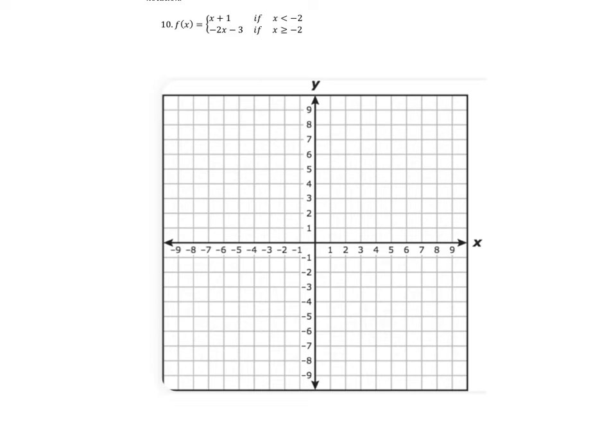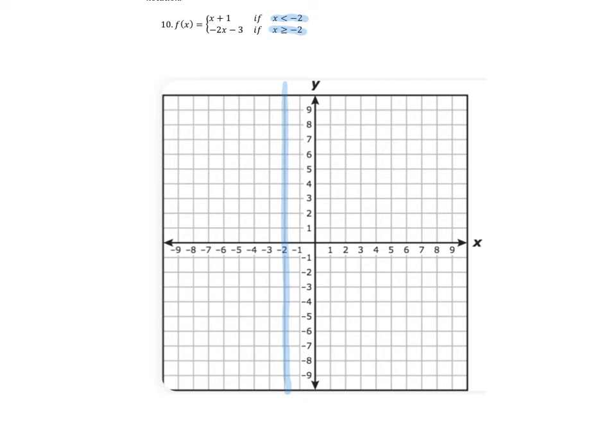F of x equals x plus 1 if x is less than -2. But f of x equals -2x minus 3 if x is greater than or equal to -2. So you can see they're both compared to -2, right? The first thing I always do is I always go and separate my graph into two parts. So I know it's going to be separated at the -2. Okay, one thing happens if it's less than -2, and another thing happens if it's greater than or equal to -2.